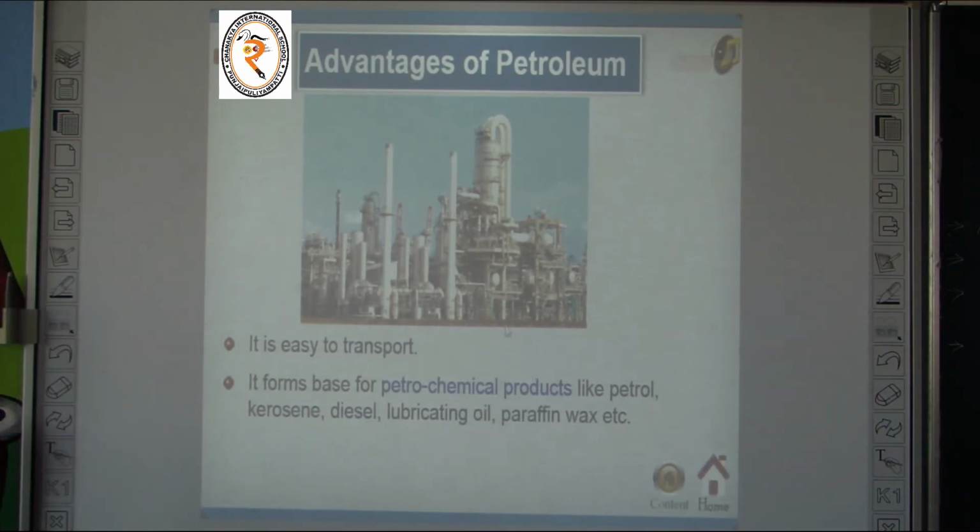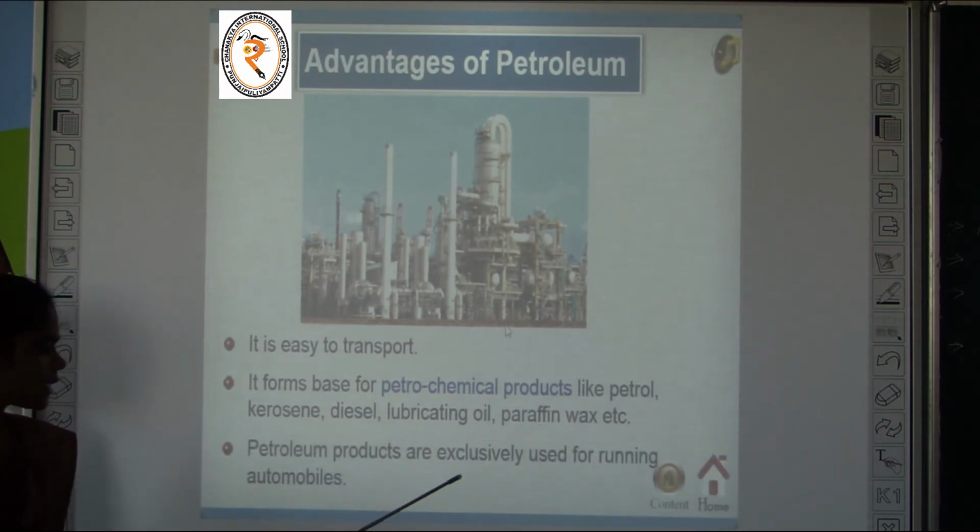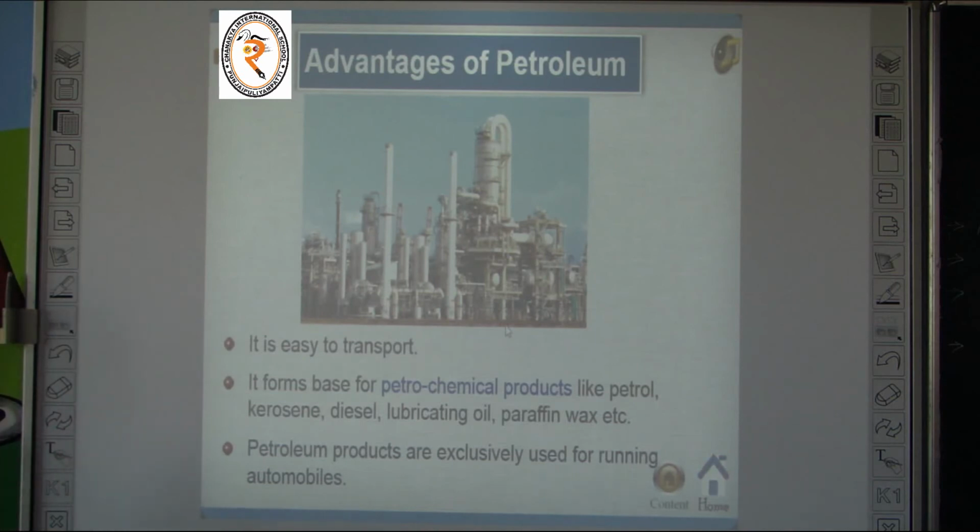The next one. Petroleum products are exclusively used for running automobiles. For example, we can use petrol and diesel for running our vehicles. So these petroleum products are exclusively used for running automobiles like cars and vehicles, two-wheelers.